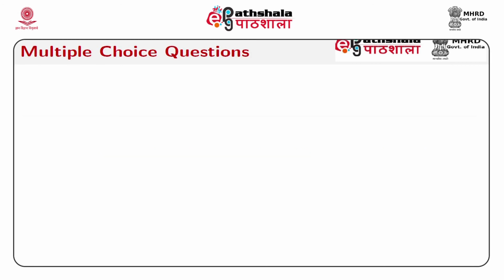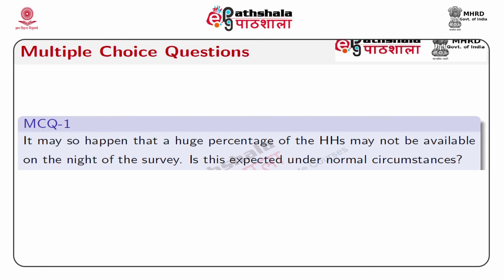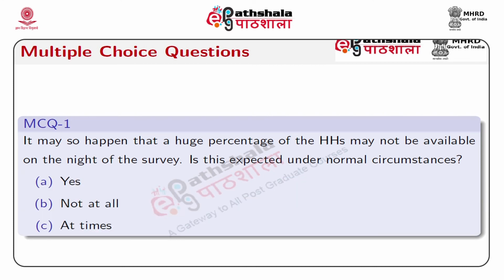What are the MCQs? Let us see. Let me read. Question 1. It may so happen that a huge percentage of the households may not be available on the night of the survey. That is what happened: 80%. Is this expected under normal circumstances? Yes, not at all, at times. Under normal circumstances, is it expected that a huge number of households may not be available on the night of the survey? To us it was kind of shocking, my God, 800 out of 1000 are gone. Where is my data? That was kind of shocking to us. But is that normally expected or not?